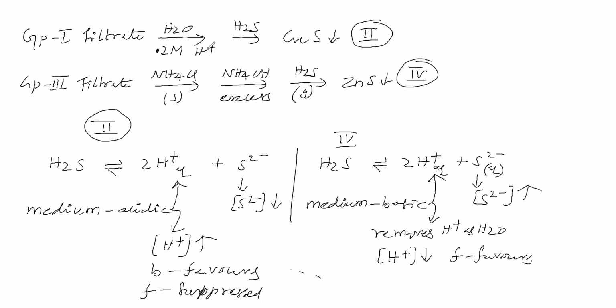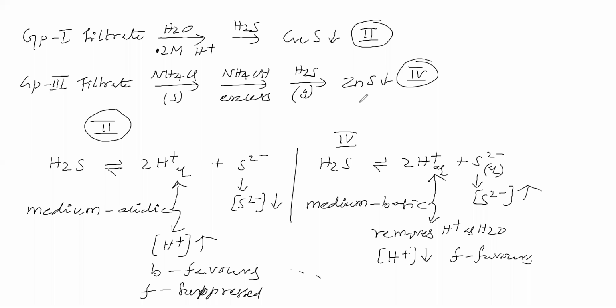Here the medium is acidic, and hydrogen sulfide provides a lower concentration of sulfide. This concentration is enough for precipitating group 2. When you are doing group 2 analysis, group 4 cations are also present, but they do not get enough concentration of sulfide for precipitating, so they do not precipitate here. In this place, group 4 cations get enough concentration of sulfide, therefore they precipitate here.